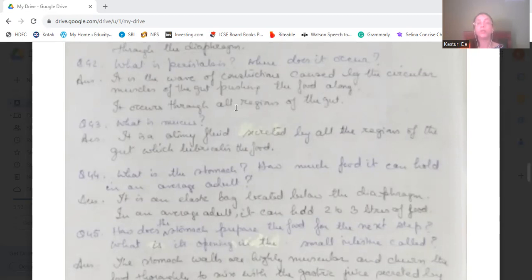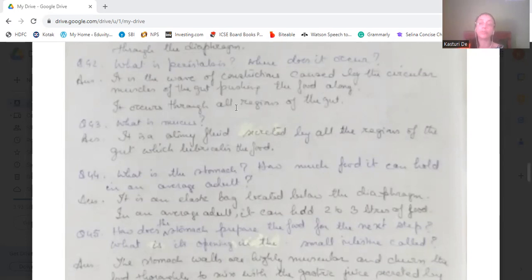Now, what is the stomach? I told you that we are talking about the esophagus, which is linked to the stomach. The stomach is an elastic bag located below the diaphragm. How much food can it hold? In an average adult, it can hold about 2 to 3 liters of food.